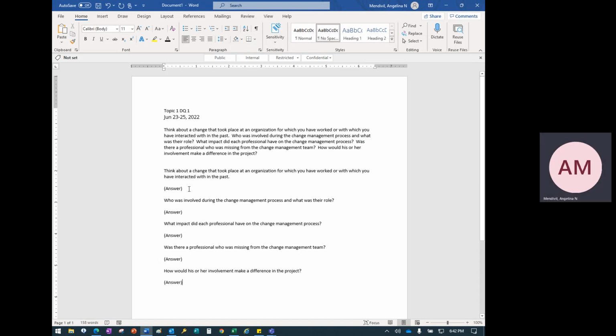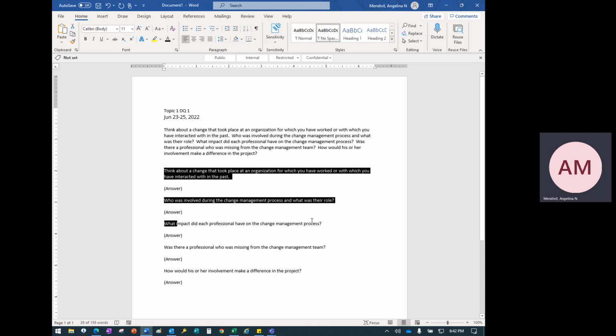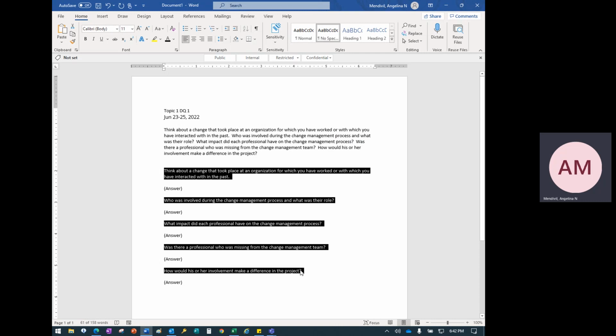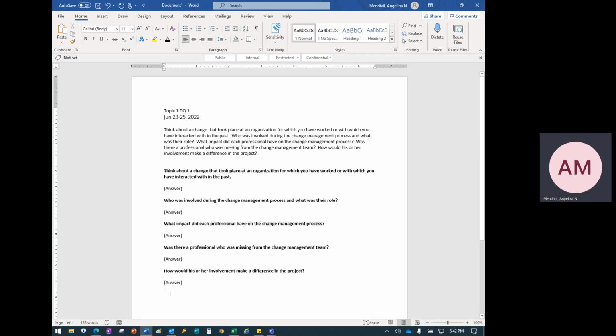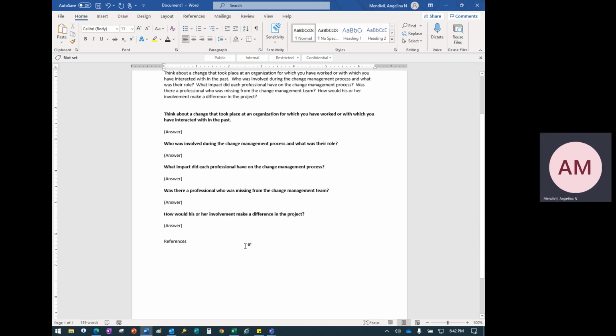And if you do it this way, if you put in your answers and responses to each one, you're going to hit every single element of this discussion question and have no doubt that you missed any aspect of it. And then at the end here, you're going to end up putting in your references. And make sure you're using professional citations and references within your document.